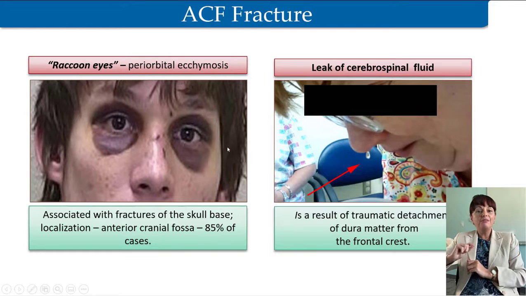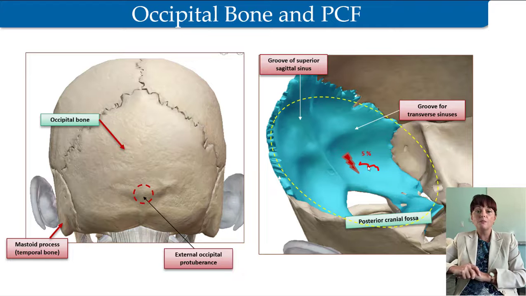The small perforations in the cribriform plate allow not only the passage for the olfactory nerves from the nasal cavity, but also for the leak of cerebrospinal fluid as a result of traumatic tearing of the dura mater attached to the frontal crest. Sometimes it happens spontaneously.